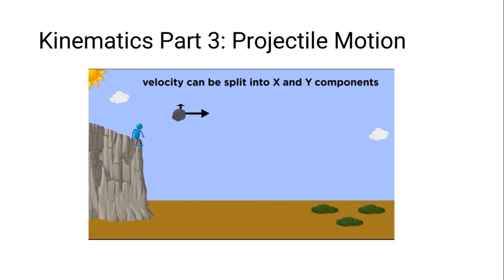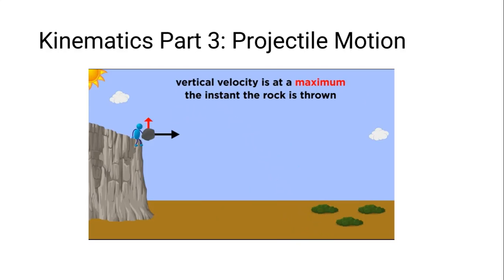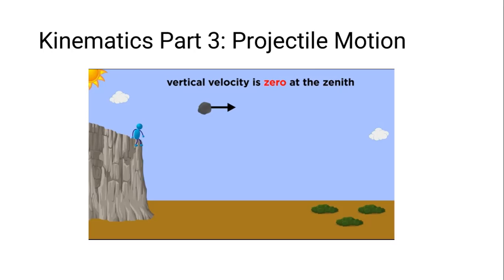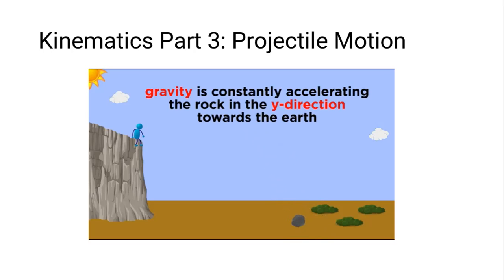And the velocity at any moment can also be split into components. The horizontal velocity will be the same at every moment in this trajectory, as long as we disregard wind resistance. But the vertical velocity will be the greatest at the moment the rock is thrown, and then decrease until it reaches 0 at the zenith, and then become increasingly negative until it hits the ground. This is because there is a constant acceleration in the negative direction due to gravity.